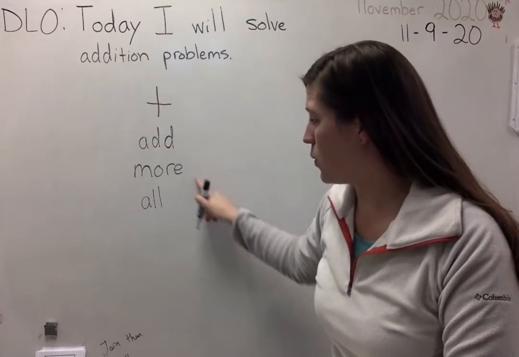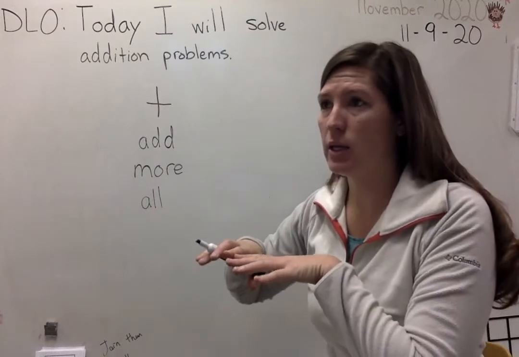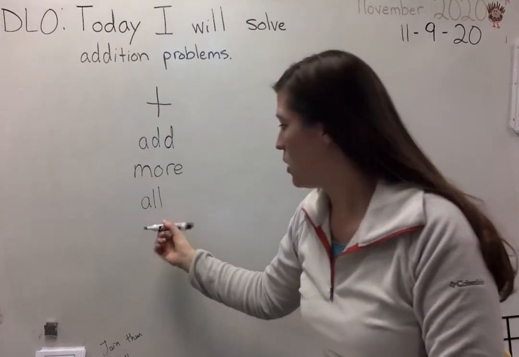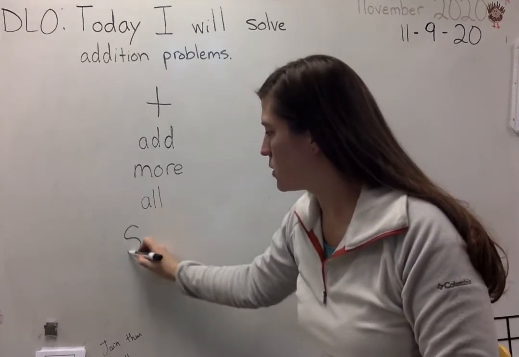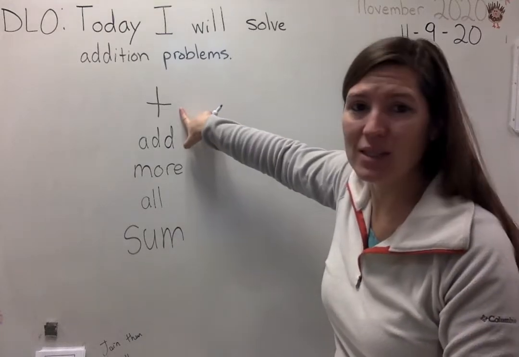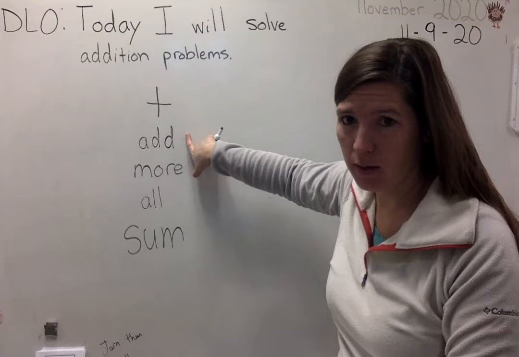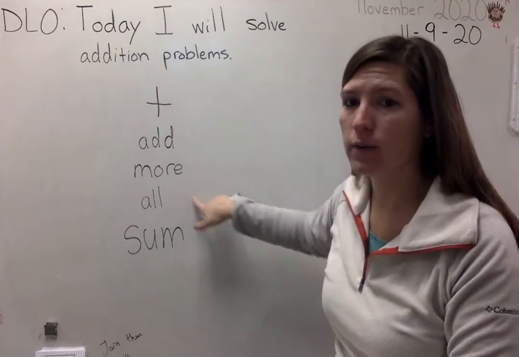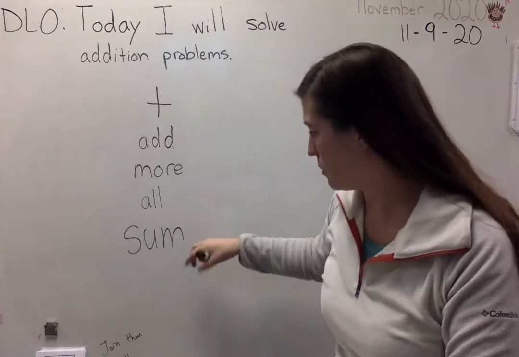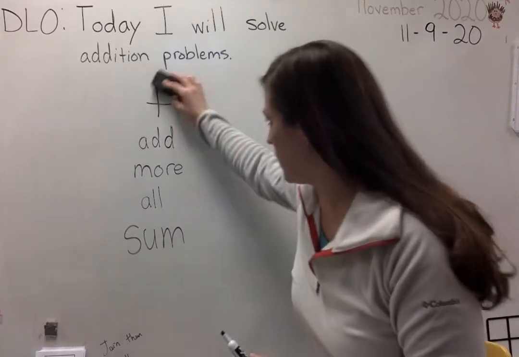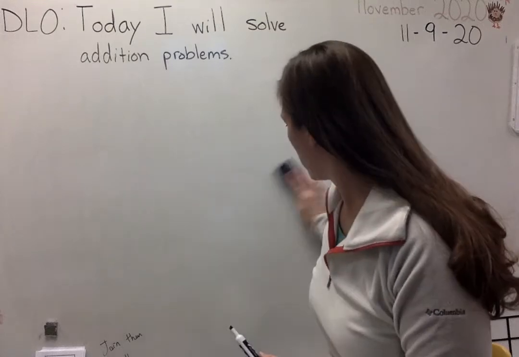When we add, we're getting more. We want to know how many in all you have, which also means the sum. The total is called the sum, just like in the song. So say plus, add, more, all, and sum. My M looks a little funny. Sum.